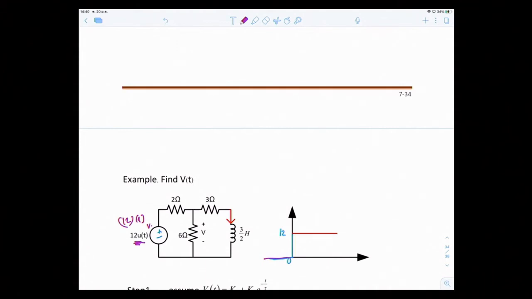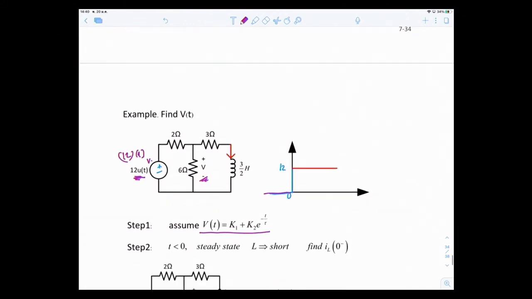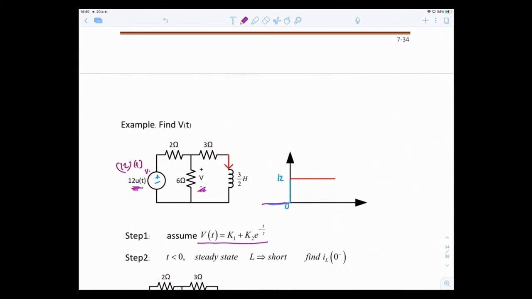So let's start. It's an RL circuit, a first order circuit, so we can do it step by step. Assume the solution for the voltage you have to find is in this form: K1 plus K2 e to the minus t over tau. We want to find K1, K2 and tau. The next step is to find the initial values for the inductor. Inductor stores energy, so we check the current going through that inductor to see whether it stored some energy before the switch changes.